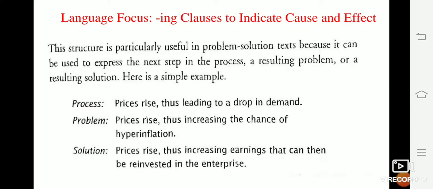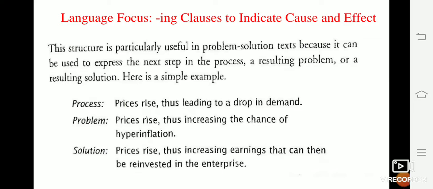Process: price rises, comma, thus leading to a drop in demand. So price rises is the cause, thus leading to a drop in demand is the effect. This is the process, but it's about cause and effect. One more: price rises, comma, thus increasing the chance of hyperinflation. So this is the problem. Still, this is cause and effect.